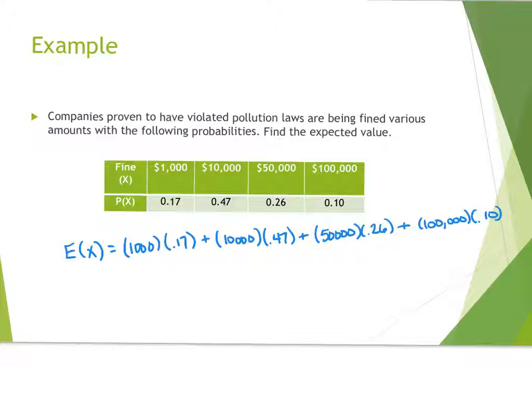So 1,000 times 0.17 is 170, plus 10,000 times 0.47 is 4,700, plus 50,000 times 0.26 is 13,000, plus 100,000 times 0.10 is 10,000. If we add all these values up, we get 27,870. And because our units are in dollars, we're going to call this dollars. So on average, the expected amount is $27,870.